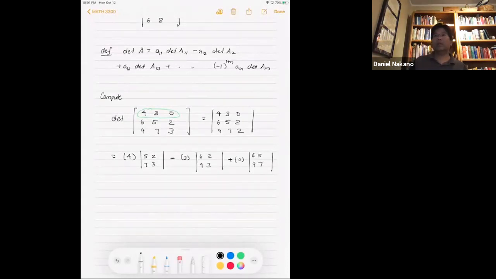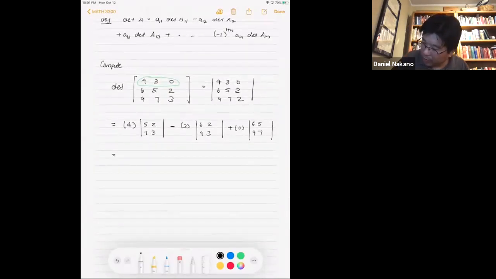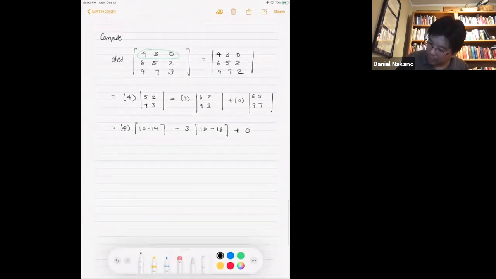Any questions on this so far? Okay, so we're good. We know how to take 2 by 2 determinants, right? So what do we get? We get 15 minus 14, minus 3 times 18 minus 18, right? And then we get 0, right? And so the answer is 4.